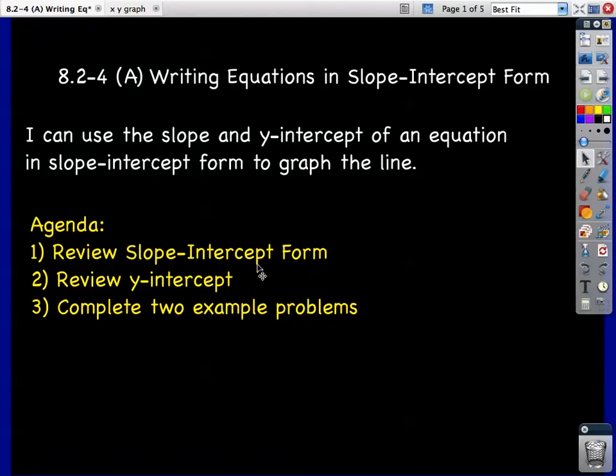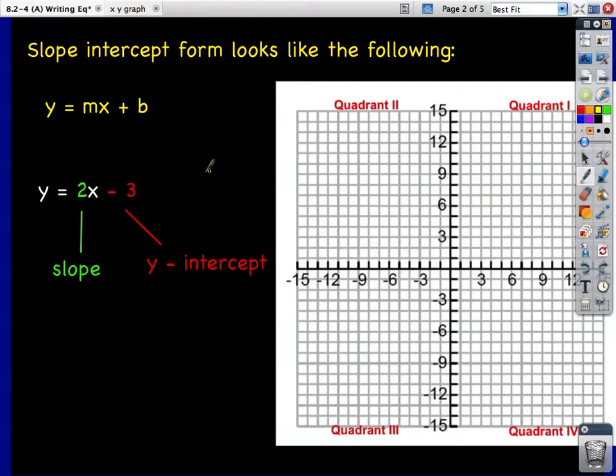Here's what we're going to do today. We're going to review what this slope-intercept form is, what it means. We're going to review what a y-intercept is, and then we're just going to do two quick examples. Okay, so slope-intercept form always takes this form, and that's why we call it slope-intercept form: it's one way of writing down these equations, where y equals something times x plus a number b. b could be any number, m could be any number.